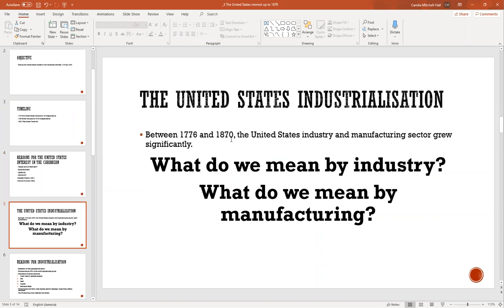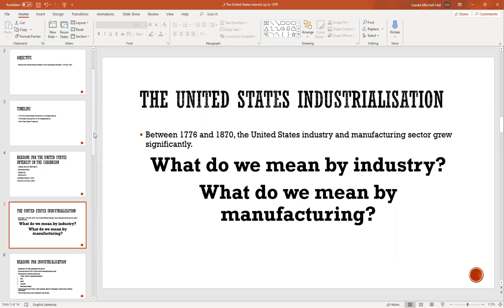1776 and 1870, the United States industry and manufacturing sector grew significantly. Now, what do we mean by industry and what do we mean by manufacturing sector? We are saying that after they got their independence, up to the year 1870, their economy would have grown. Their industry, their manufacturing sector. What do we mean by manufacturing? That is the first one I want to know. Their manufacturing sector.